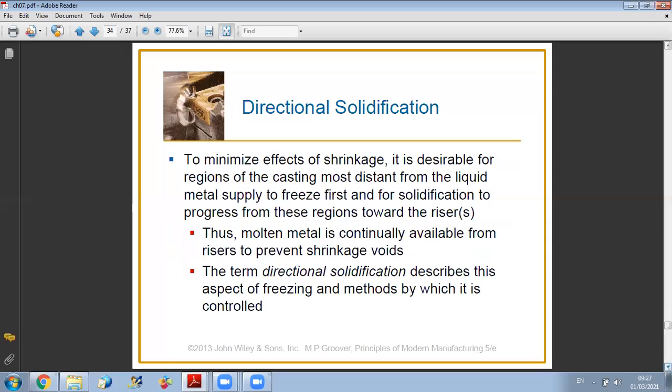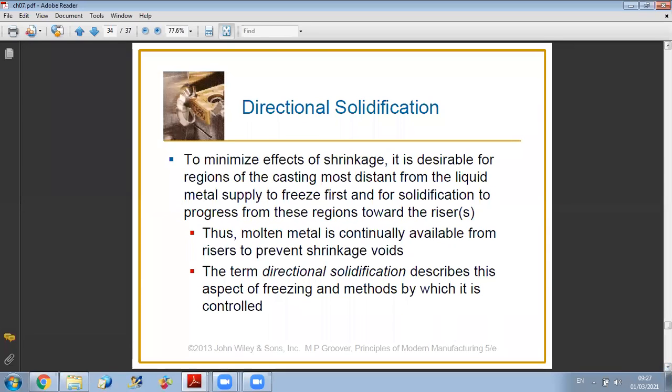Now, what is directional solidification? To minimize the effects of shrinkage, it is desirable for the regions of the casting most distant from the liquid metal supply to freeze first, and for solidification to progress from these regions towards the riser. Thus, molten metal is continually available from the risers to prevent shrinkage voids, and the term directional solidification describes this aspect of freezing and the methods by which it is controlled. So what do we mean by this?